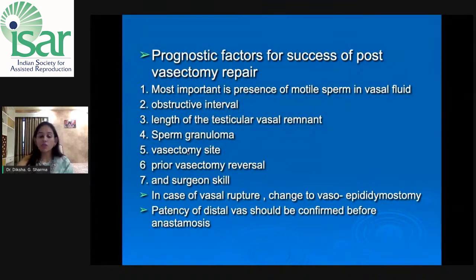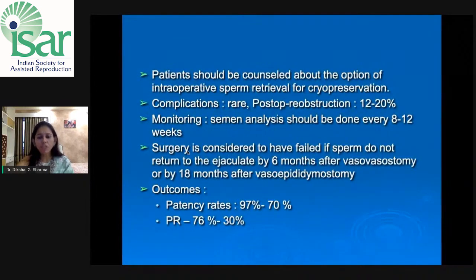In case of vas rupture, we usually change to a vasoepididymoscopy, and the patency of the distal vas must be confirmed before the anastomosis. Patients should be counseled that if sperm are retrieved in the vasal fluid, then they should be cryopreserved. Complications are rare. There can be a reobstruction in 12 to 20% of the cases. Once you have done any surgery for an obstructive etiology, semen analysis should be done every 8 to 12 weeks.